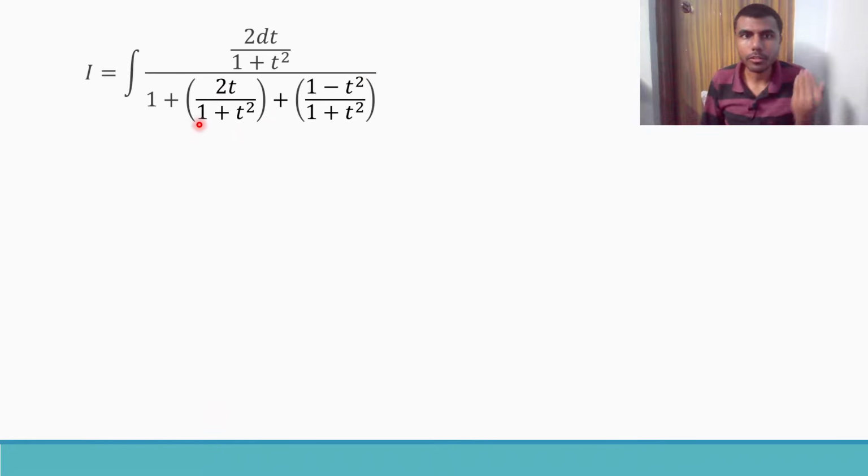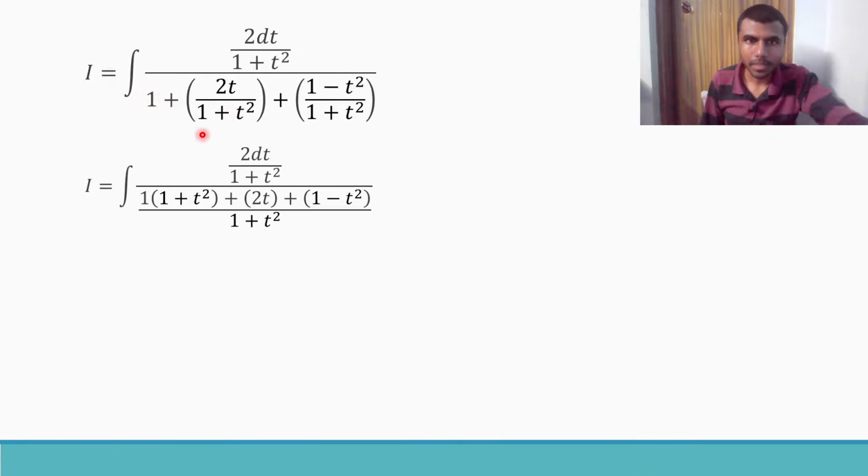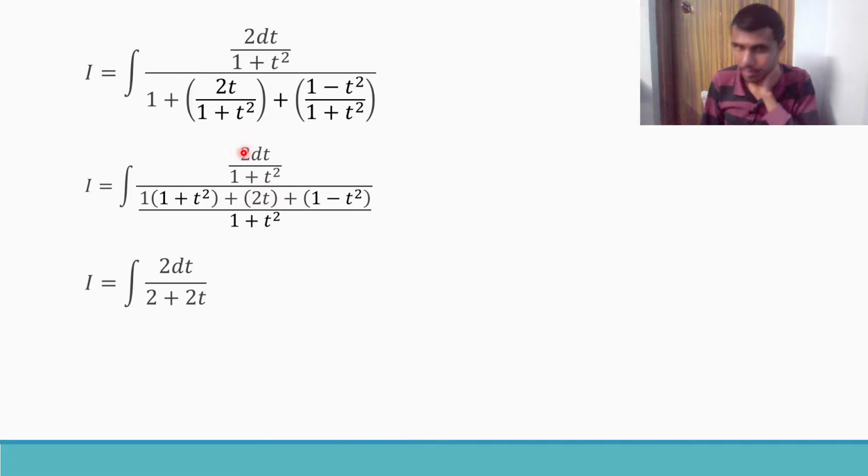Now in the denominator I'm going to take the LCM. See, these two terms have 1 plus t square in the denominator, but this term doesn't have any denominator. So if I take the LCM, I'll get 1 plus t square into 1 here, plus 2t, plus 1 minus t square. Now once the LCM is taken, this 1 plus t square and this 1 plus t square you can cancel. Now listen carefully. In 1 plus t square plus 1 minus t square, t square and minus t square cancel each other, and 1 plus 1 is 2, and 2t is there in between. So I'd get 2 dt by 2 plus 2t.